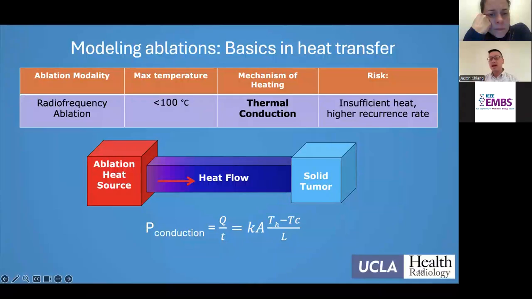The risk of that is that the perfusion from the liver can sometimes be very strong, and your heating may not be enough to actually overcome the cooling from the surrounding liver. And so you may have insufficient ablation zones, and this can predispose you to higher recurrence rates, especially if the tumor is next to a blood vessel.